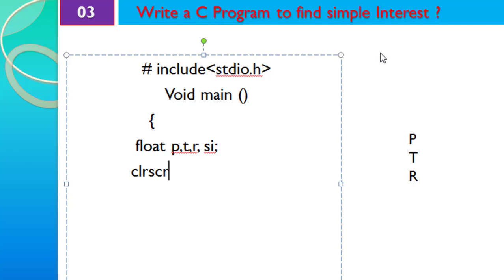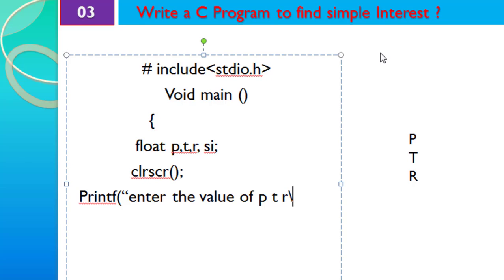Then enter, clrscr(); semicolon, then again press enter. Then we will write the printf command. As you know, it is used to display a message on the screen in double quotations. Then write the input: enter the value of p t r, under double quotations, bracket complete, semicolon.